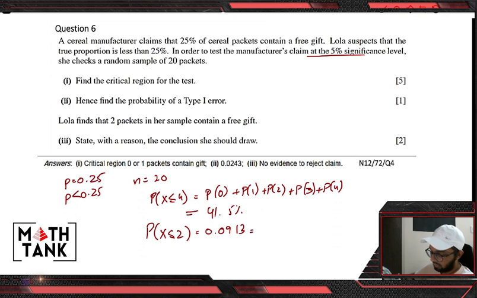0.0913, which is 9.13%. That's still above the significance level. So I'm going to go down again and say that x is less than or equal to 1. And that gives me 2.43%. So inside 5%. So that's the critical region.